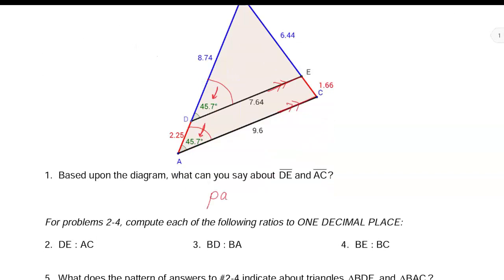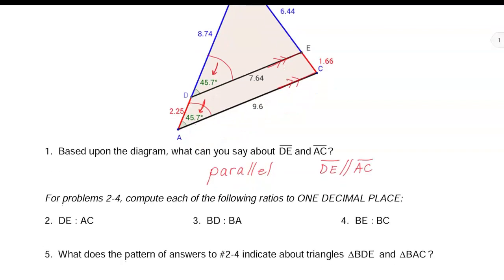So DE and AC are parallel. We can write DE parallel to AC like that. That's the notation. If we compute ratios here, DE is 7.64. AC is 9.6, and when I put that in the calculator, it comes out to 0.8. BD is 8.74. BA, I'll have to add 8.74 and 2.25. And when that goes in the calculator, I still get 0.8.